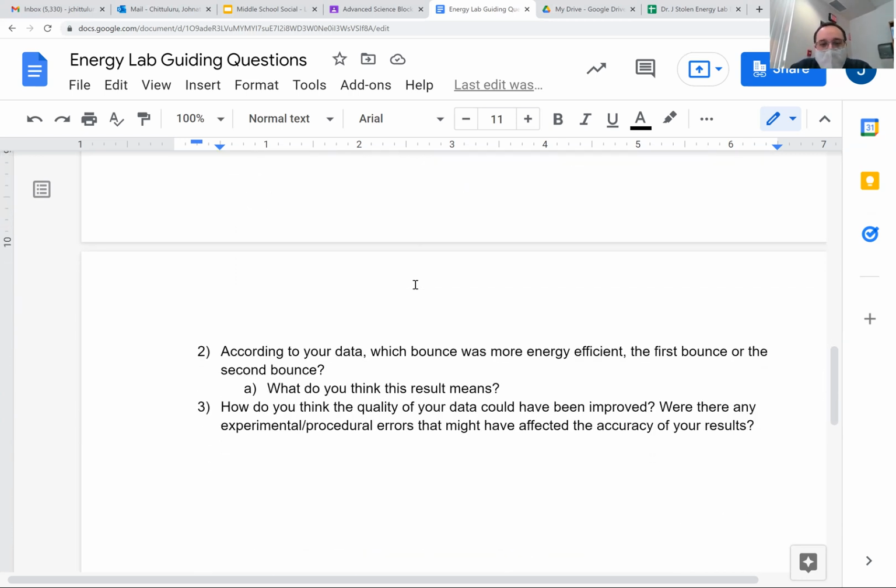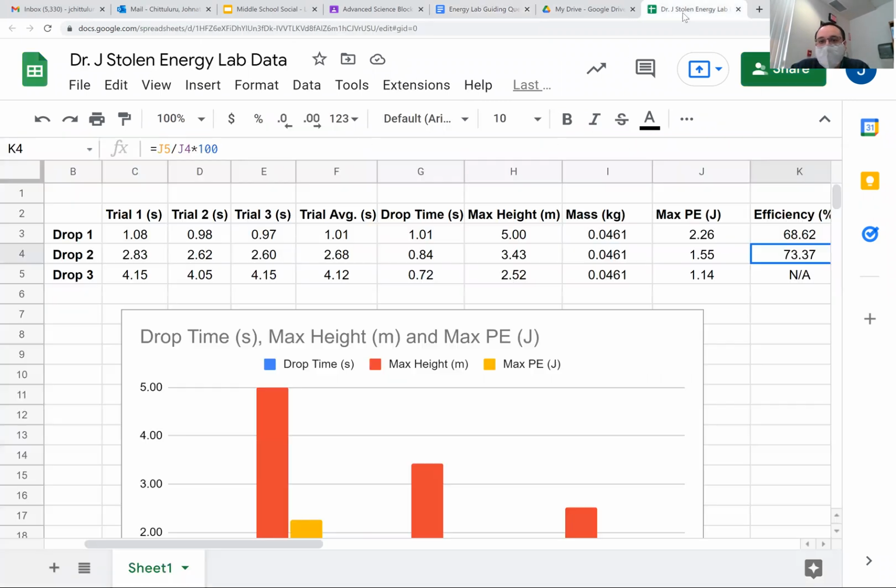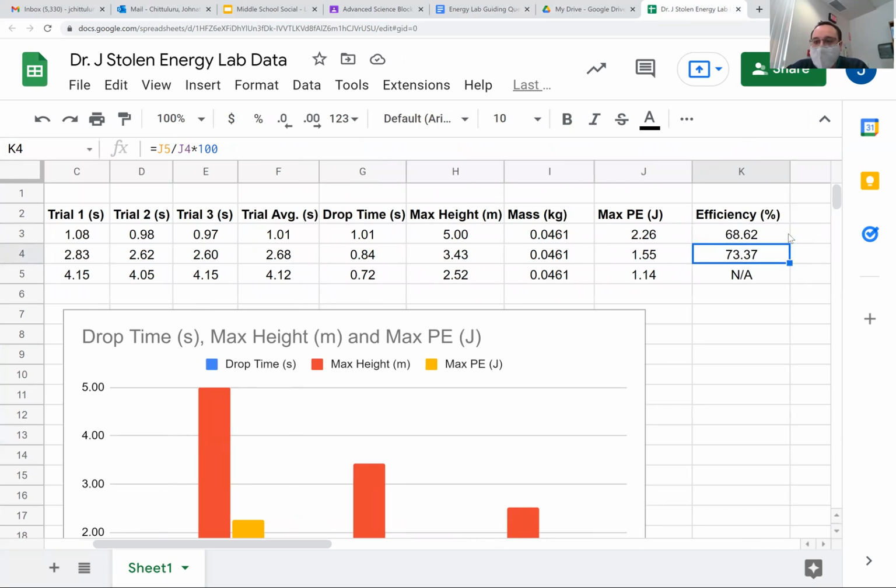According to your data, which bounce was more energy efficient, the first bounce or the second bounce? And that just has to do with your data. In my case, right, with these stolen data, the second bounce was more efficient because it was higher. 73% is higher than 69%. Okay, your data may differ from mine, right? So you're just including your result there basically. Okay, but you're comparing the two, which is a little different than straight reporting.